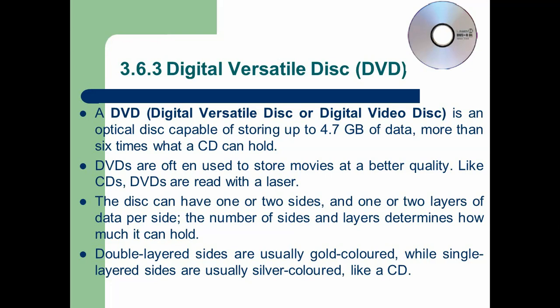The disc can have one or two sides. One sided means we can write on one layer, which is coated with gold or aluminum. If you want to store more data, you can use a double layered disk, which you can see is gold colored, while single layered sides are usually silver colored. So double layered simply refers to the gold colored layer, where we can store a large amount of data compared to a single layer, mostly silver colored, like CDs.